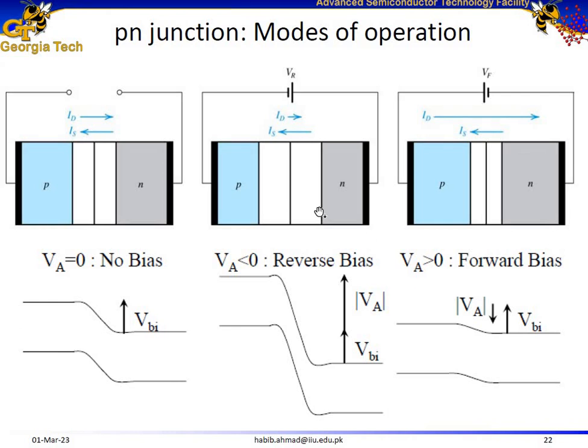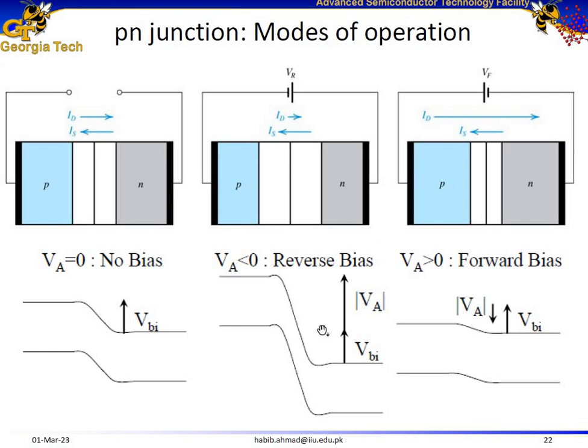So because of that, the edge of the depletion region now widens. Compare this depletion width with the depletion width under thermal equilibrium. So now you see that the depletion width has increased. And also look at the energy band diagram.